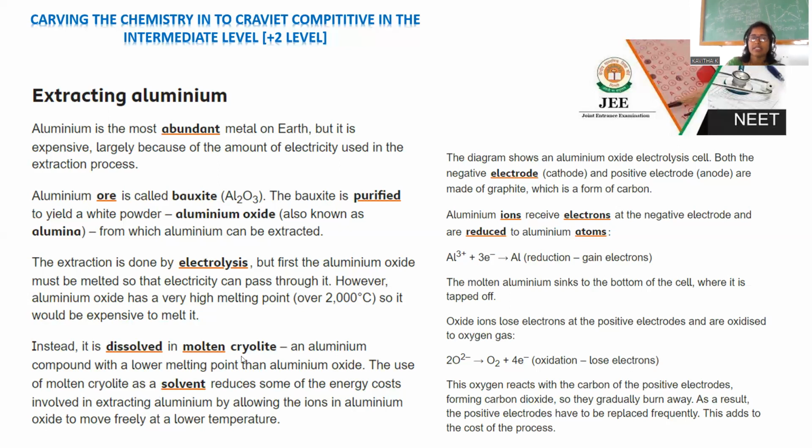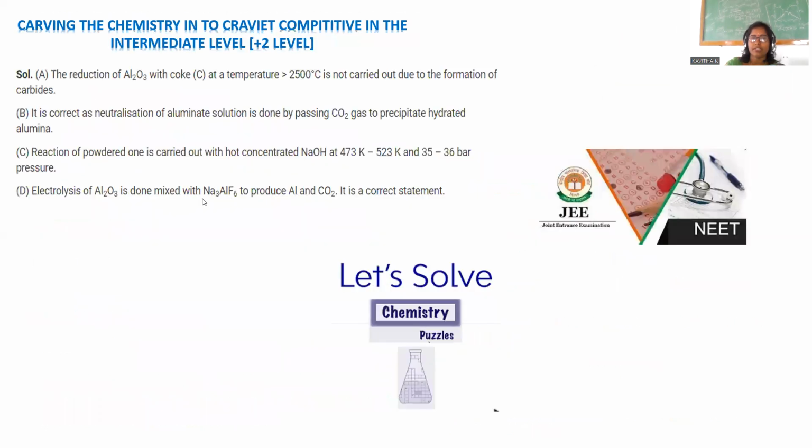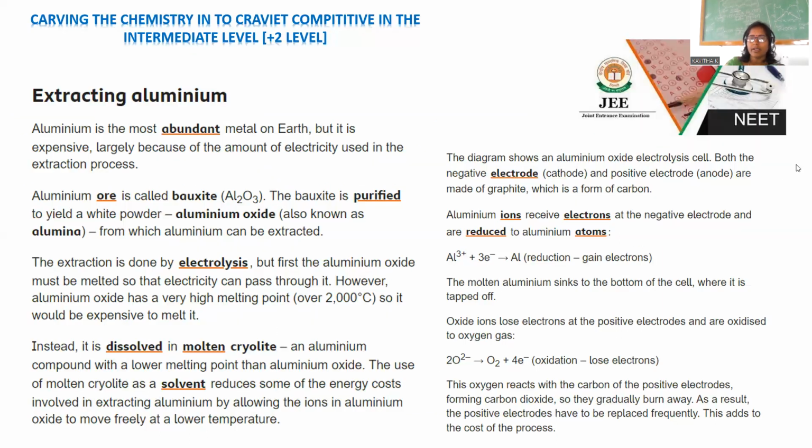That's the reason for using the compound called molten cryolite, which lowers the melting point of the bauxite ore. The use of molten cryolite as a solvent reduces the energy cost involved in aluminium production, by minimizing the melting point and allowing the ions in the aluminium oxide to move freely at low temperature, so that aluminium and carbon dioxide are generated.